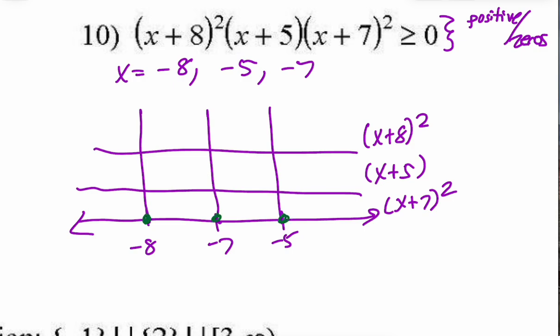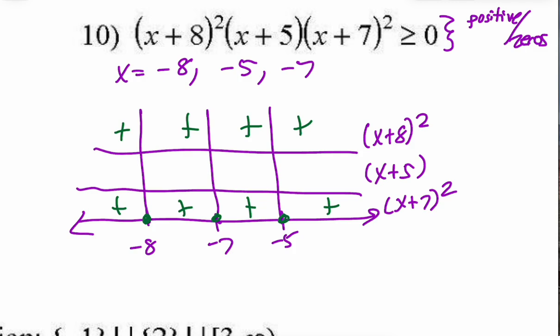What's great about this, let's think about it for a minute. If I square something, what always happens to the powers? If I square a positive, what do I get? A positive. If I square a negative, what do I get? A positive. So these, I don't have to test at all. They're always going to be positive. Now, if it's a cube or an odd power, then we have to test it. But if it's an even power, even powers are always positive.